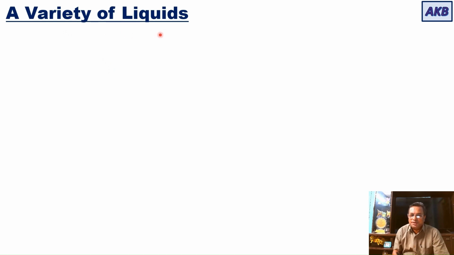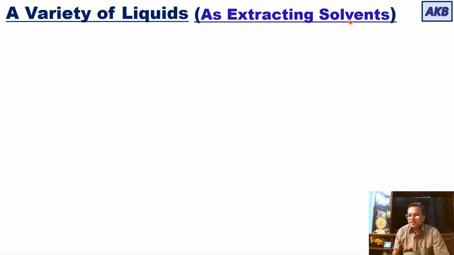There is a variety of liquids available which can be used as extracting solvents, and you need to choose one of these liquids. Many of them can be used, but you cannot select the extracting solvent randomly. You have to consider some parameters before you select the extracting solvent from the variety of liquids available.